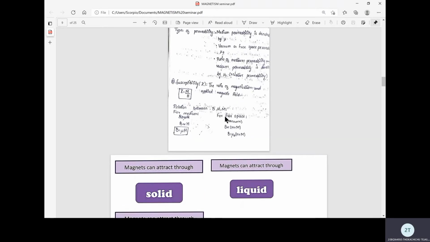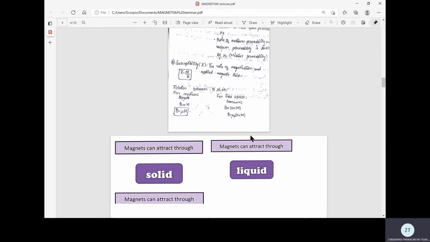Now the relationship between B, H, and M, that is the relationship between magnetic flux density, magnetic field, and magnetic moment, can be written as, for a medium, B is directly proportional to H. That is, magnetic flux density is directly proportional to the magnetic field present. So removing this proportionality, we'll write B equals mu H, where mu is nothing but permeability. While for free space, that is for vacuum, B is proportional to H plus M. That is, in vacuum, we'll also consider the magnetization due to this extra magnetic moment. So we'll write it as B proportional to H plus M. That is, B equals mu naught, the permeability in vacuum or free space, into H plus M.